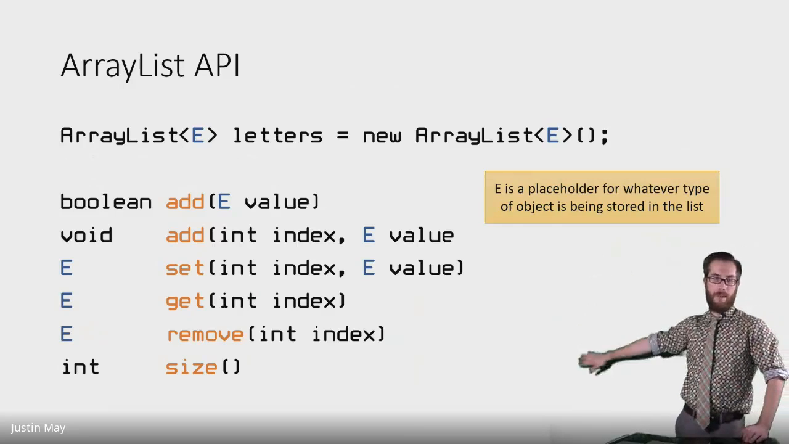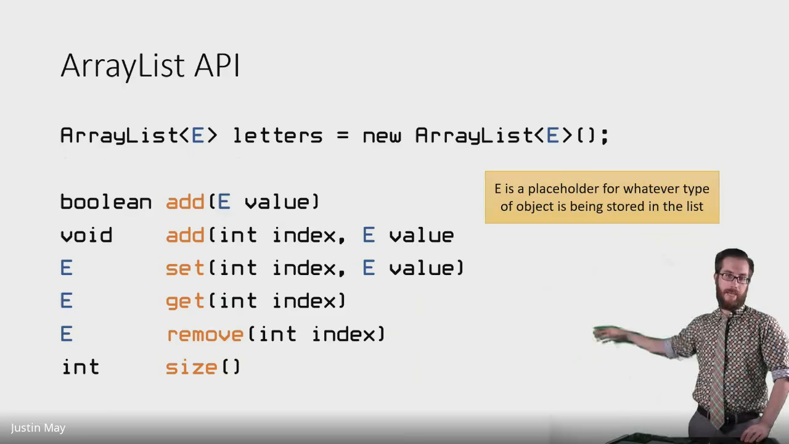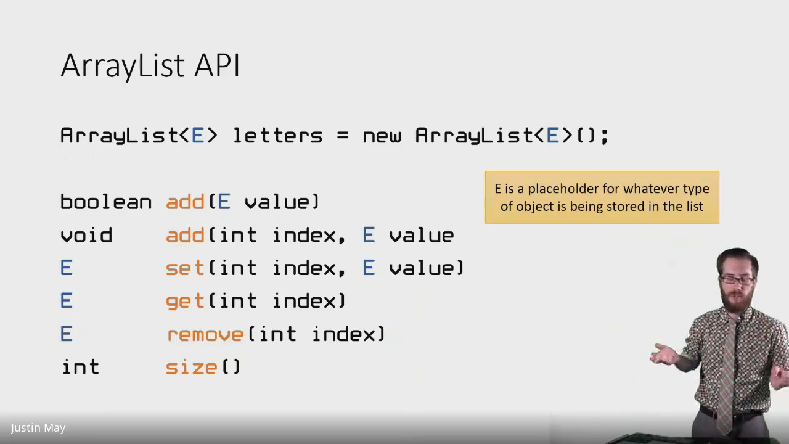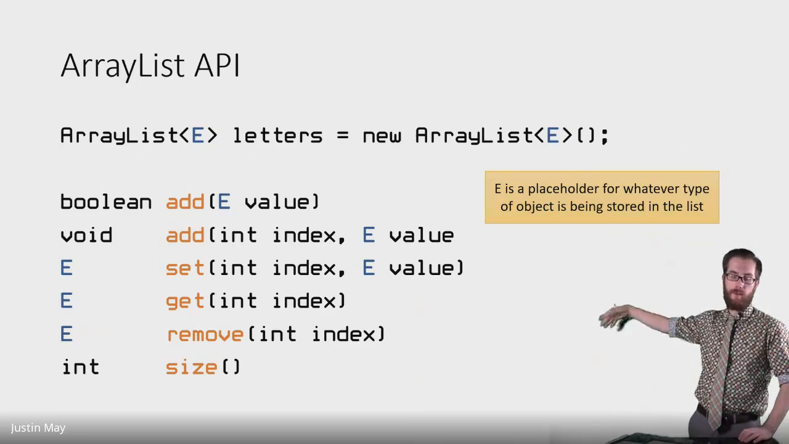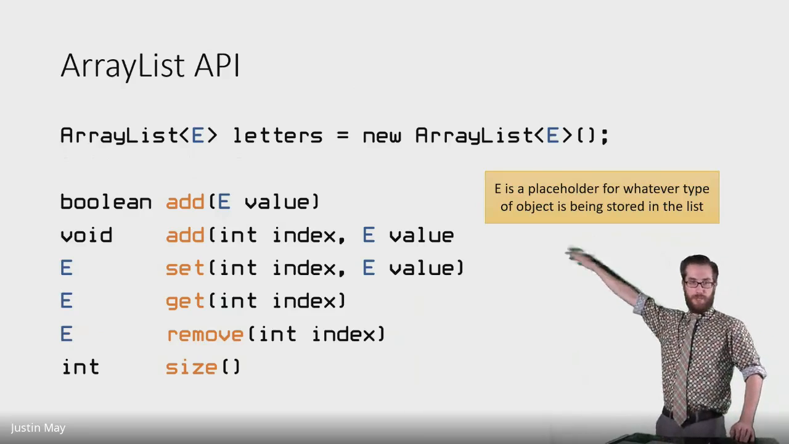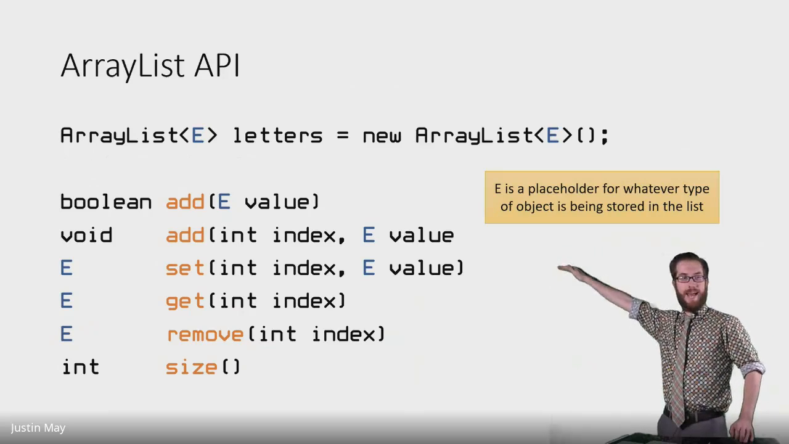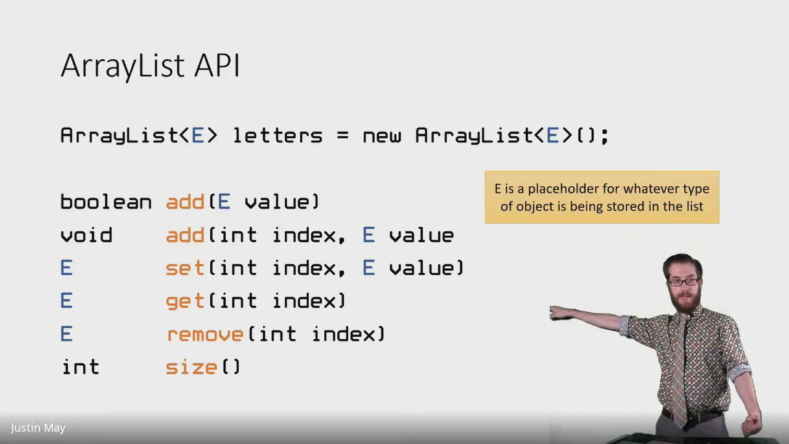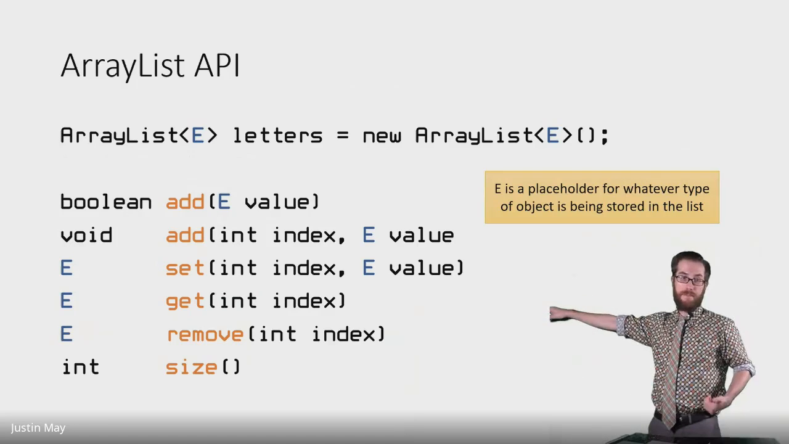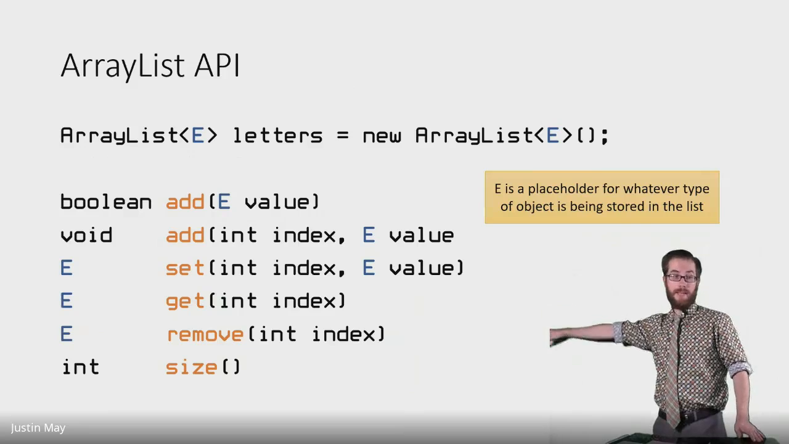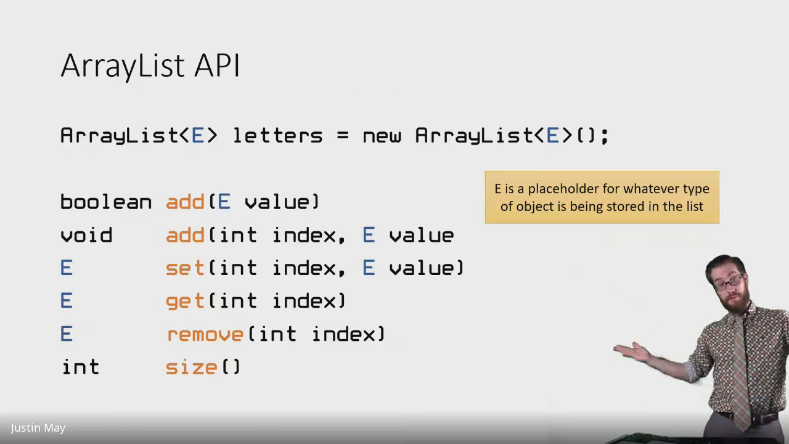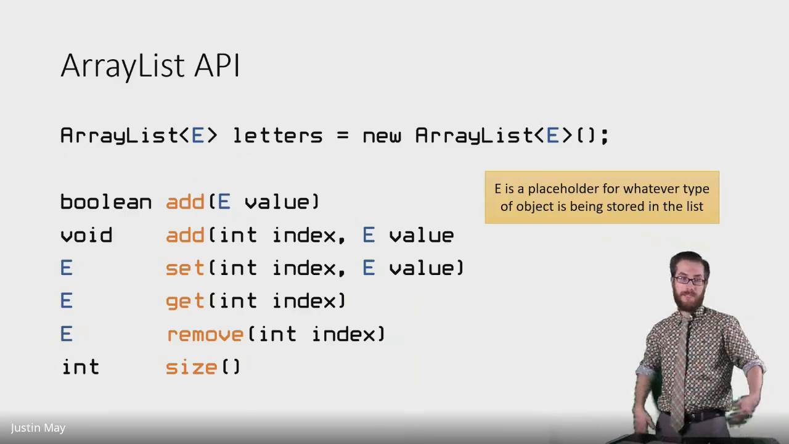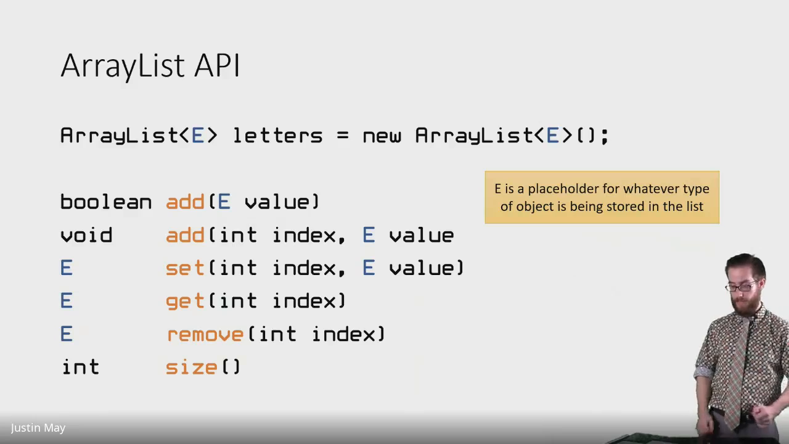And these are all your methods and what they return. And again, the E's are like variables for a type. You would never write E, E would be a particular type. So you got your 2 adds. The first one adds to the end. The next one inserts at the particular index. Set changes the value at the index. Get gives you back the value at that index. Remove removes the value at the index. And size tells you the size of the array, how many elements are in the array.